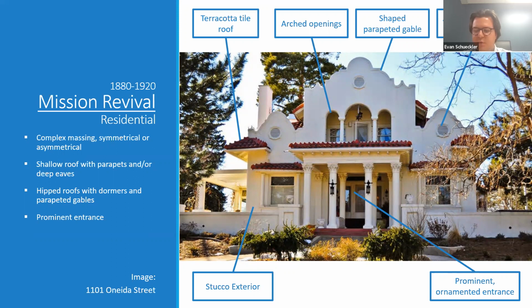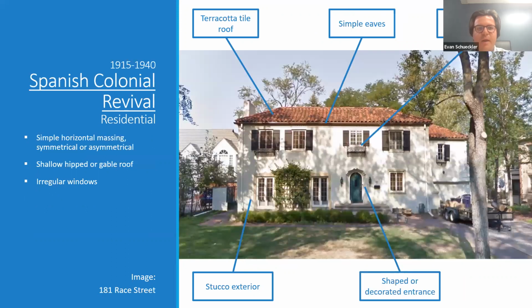but you will also see brick or stone exteriors for Mission Revival. Our next example is the Spanish Colonial Revival, which, even in the name, well, the missions are also Spanish colonial, but this is often a much more simple style. You see here it has much smaller eaves. It still has that terracotta tile roof and the stucco exterior, but there's a lot less ornament going on, akin to the Colonial Revival we were talking about before.